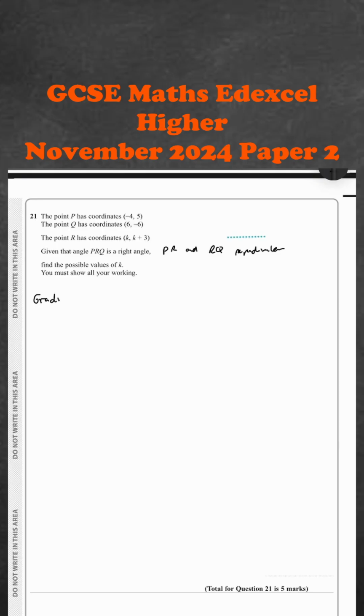So if I start looking then at the gradient of PR, this is going to be your difference in y over your difference in x. P and R are both on the same line. So the difference in y is going to be 5 minus K plus 3, sorry. The difference in x is going to be minus 4 minus K. So this can simplify to 5 minus 3, so 2 minus K over minus 4 minus K. We'll just flip this around, all the minuses go the other way. So K minus 2 over K plus 4.